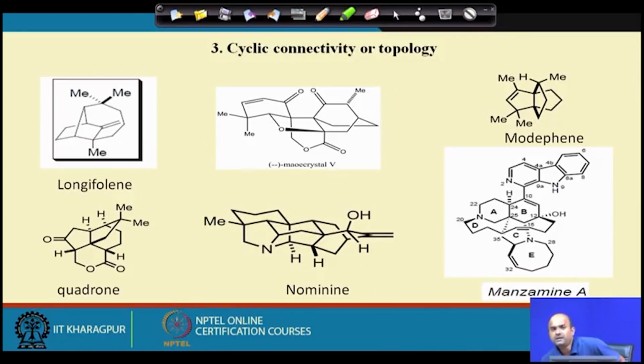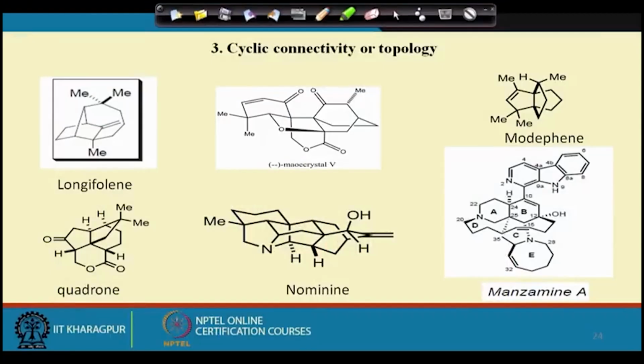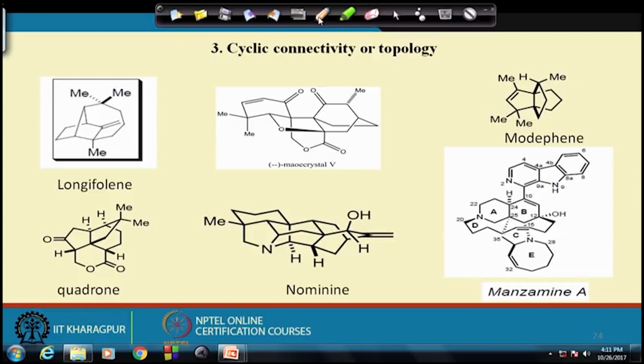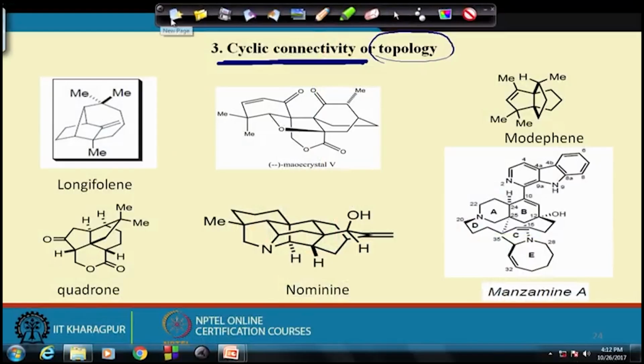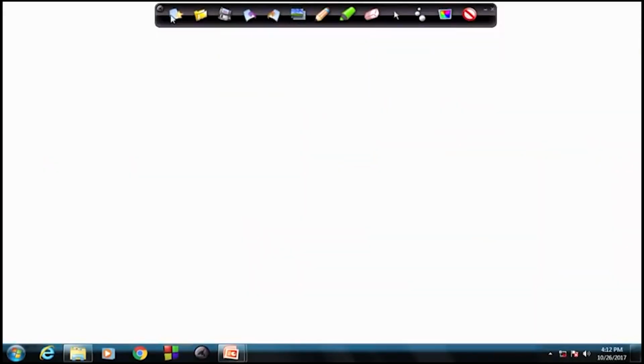Next point, when you see a target, often the target molecules are very complex, and then we will try to focus on one point, which is cyclic connectivity, how different rings are present in a given molecule. Now, this particular terminology, topology, we have not used in synthetic organic chemistry before. Topology was a terminology often used in the mathematics of geometry, but in synthetic organic chemistry topology means how the molecule is cyclically connected, its cyclic connectivity. Let us emphasize a little bit more on topology.